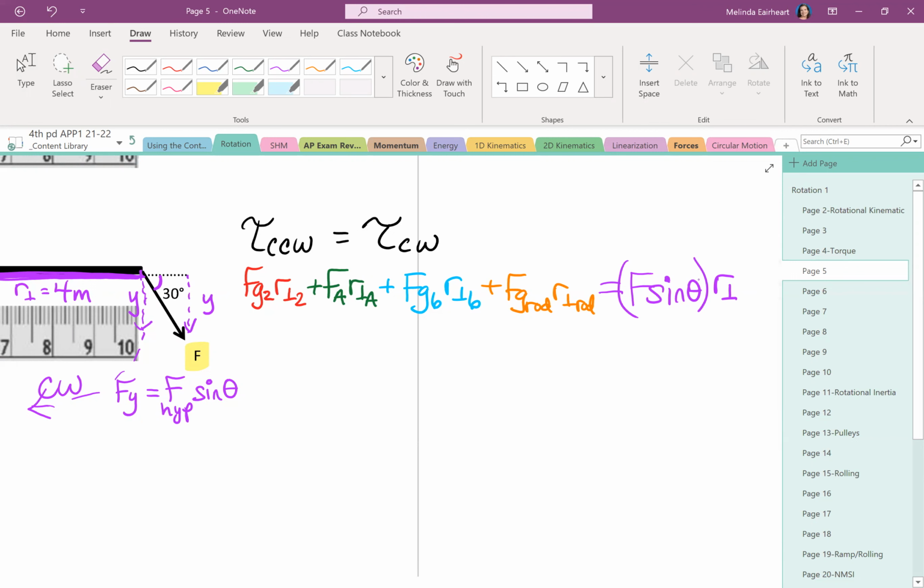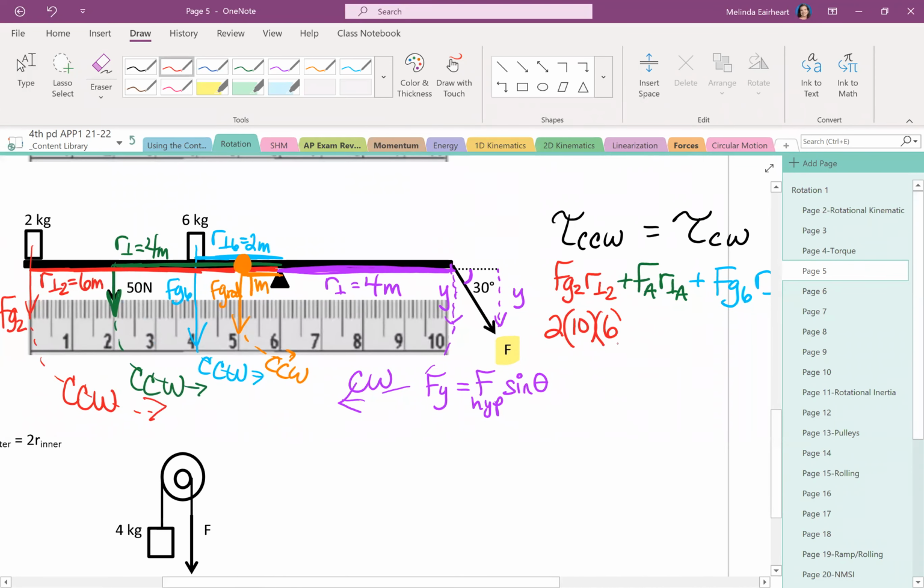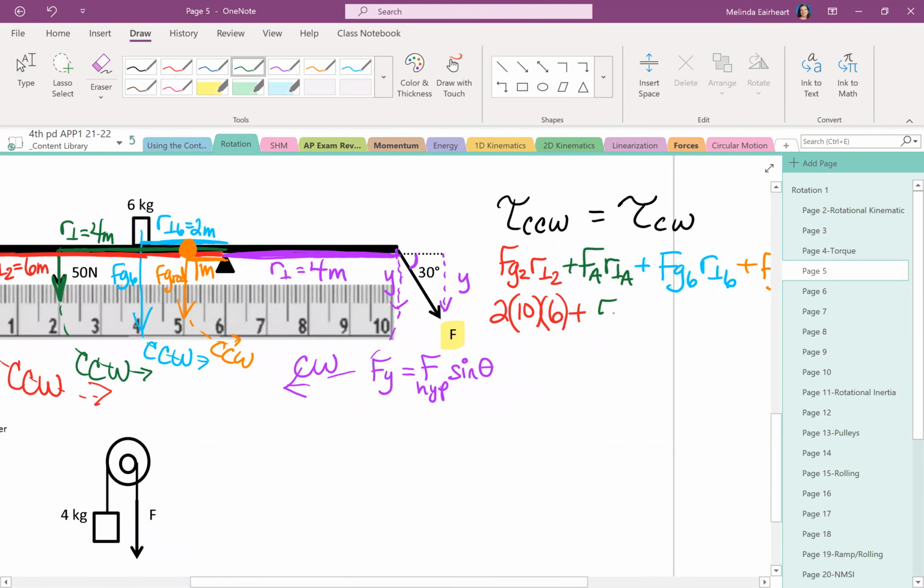And so now let's plug in the numbers that we know. And I'll go back to red. 2 kilogram times gravity times its lever arm of 6 plus the applied force, which was given as 50, times the lever arm of 4.